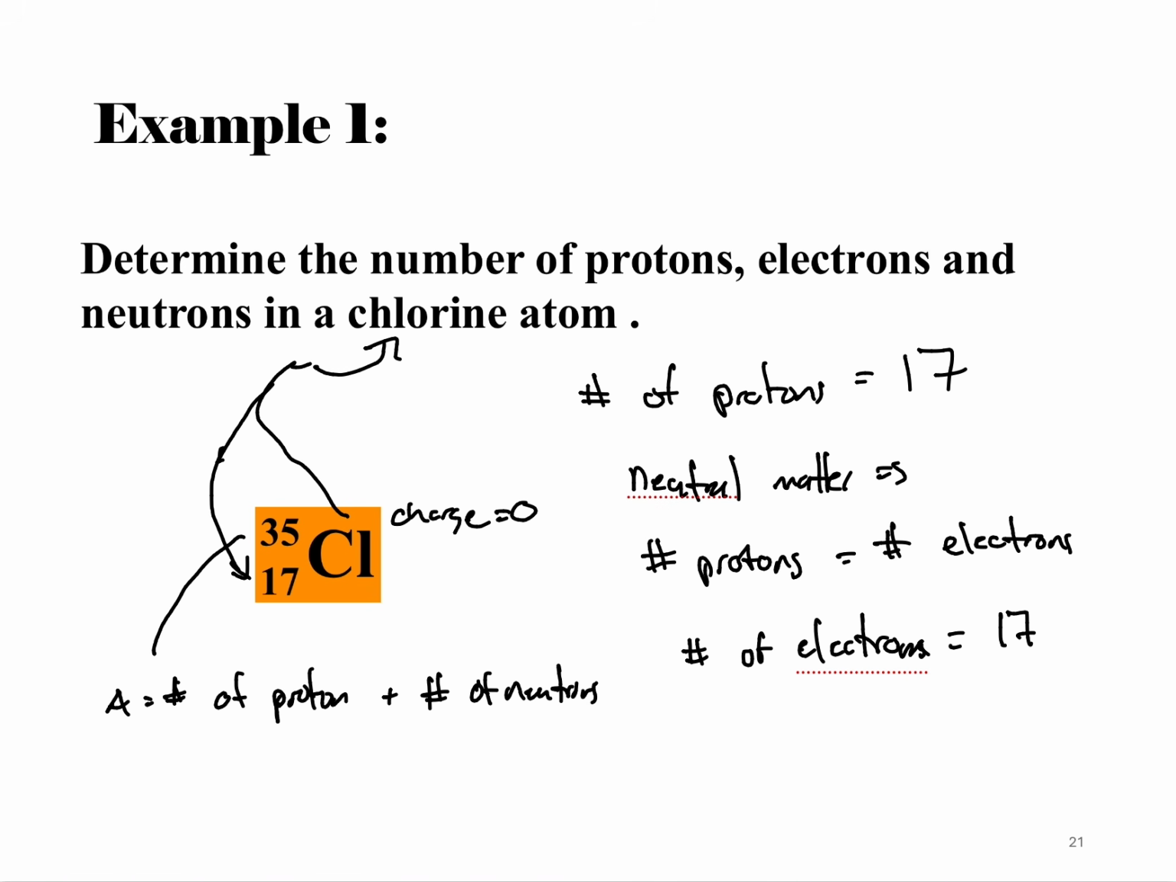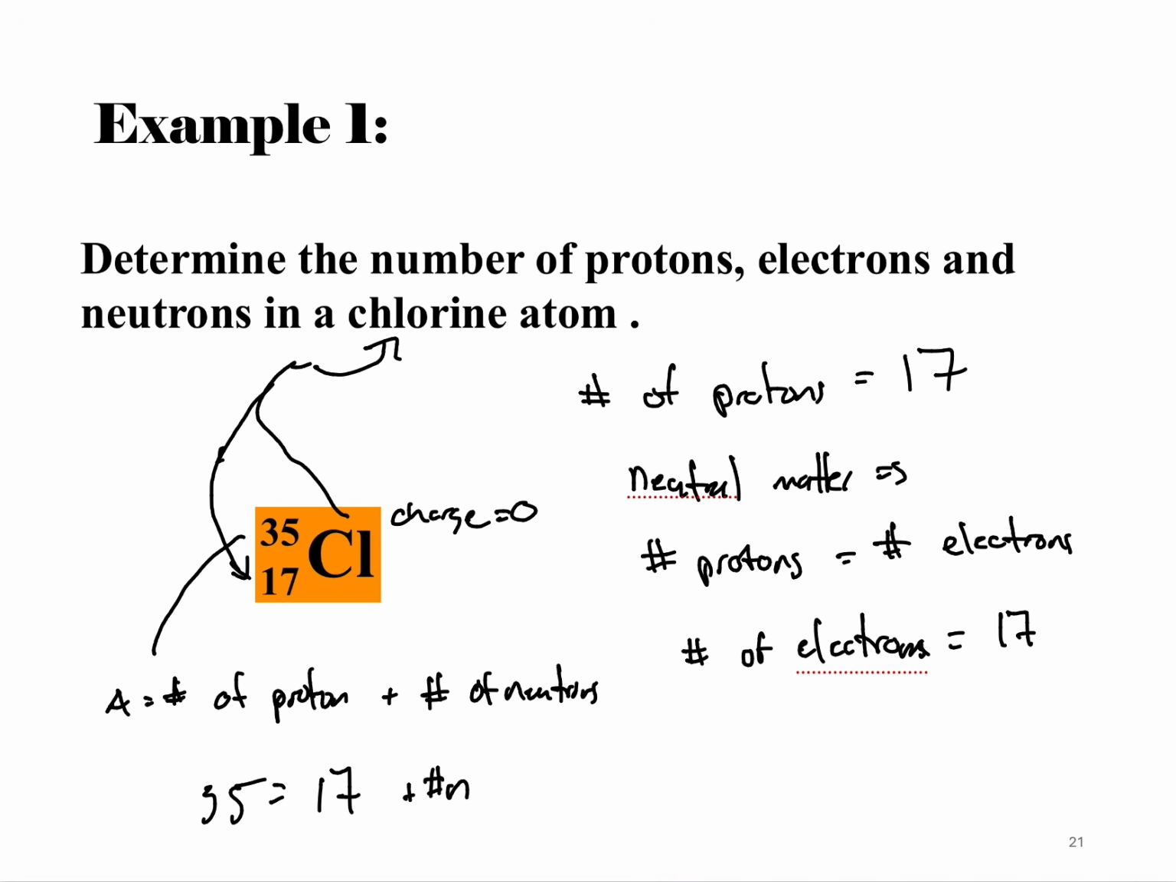And so if we wanted to determine the number of neutrons in this isotope of chlorine that we have here, we would have 35 is equal to 17, because that's the number of protons, plus the number of neutrons. And I'll just put the number n there.